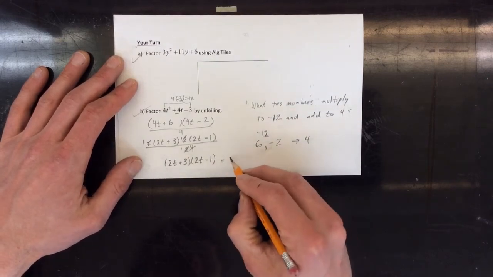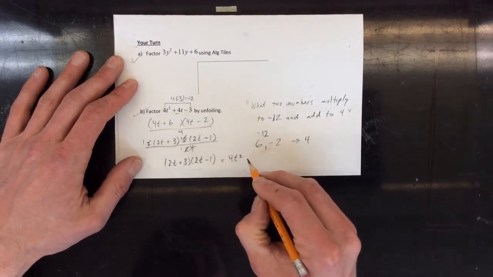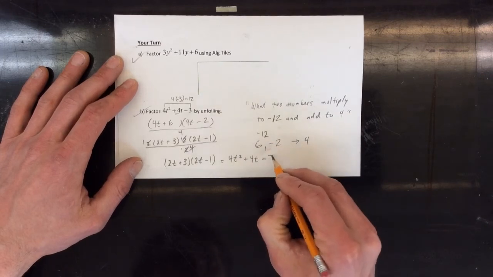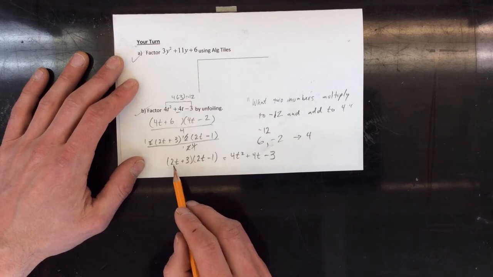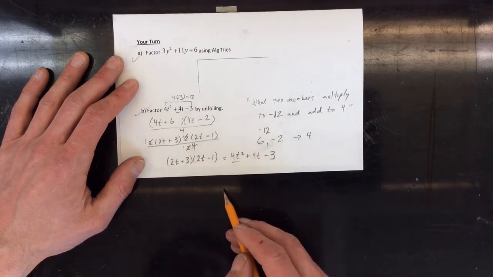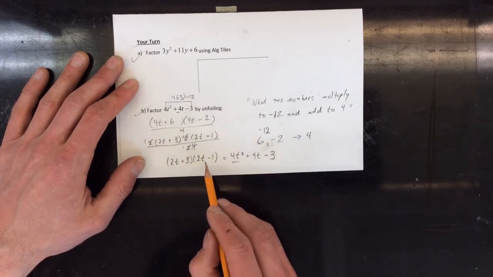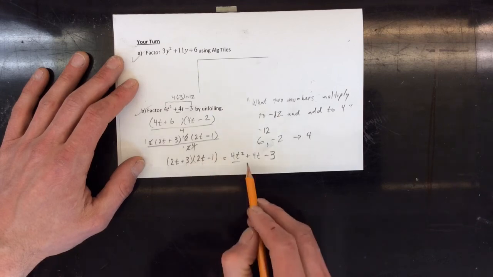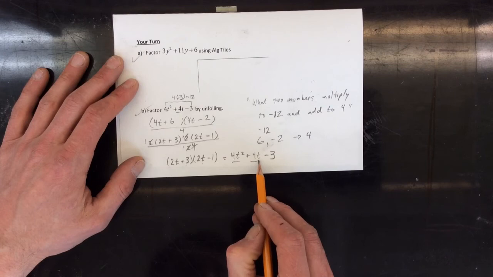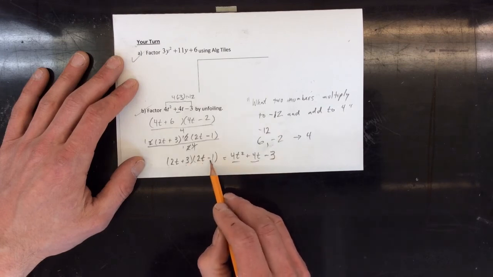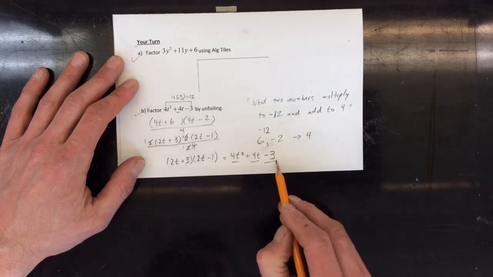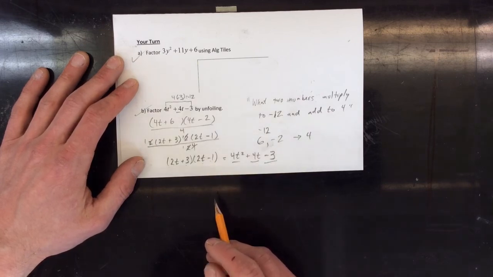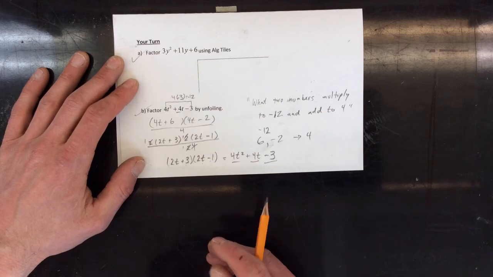And that's equal to my original trinomial 4t squared plus 4t minus 3. Because 2t times 2t is 4t squared. 2t times -1 is -2t plus 6t, so that gives me my 4t, and +3 times -1 is -3. So there is my modified method of unfoiling. Good luck on your assignment.